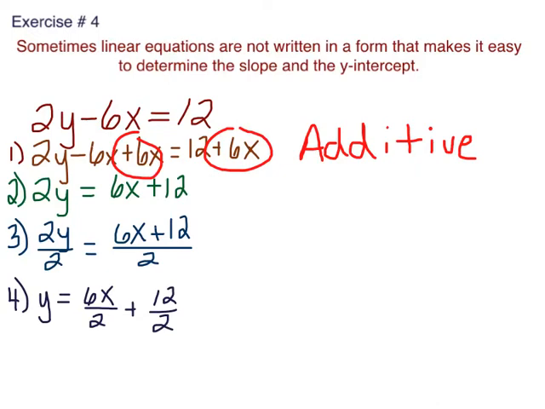Now, in this next problem, I want you to take a look at what we did in step 1. You see how it said in step 1, 12 plus 6x? Now it says 6x plus 12. So when I change the order of something, I hope you recall that that is the commutative property.